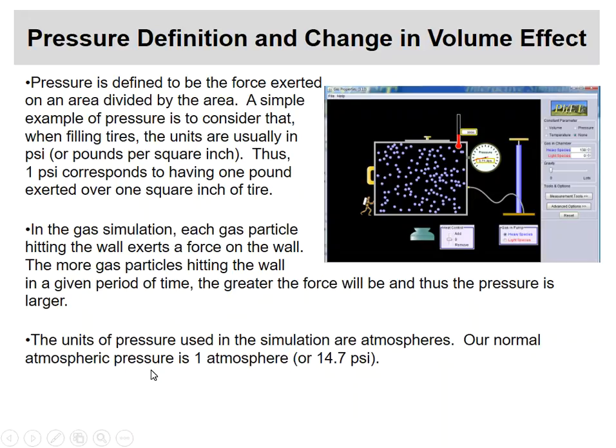Normal atmospheric pressure is something we talk about. For us, it actually amounts to about 14.7 pounds per square inch. When you go get your tire, you say, oh, my tire is flat. Your tire is probably not really flat. It's got in it 14.7 PSI, but it needs to have a lot more than that to actually hold your car up.